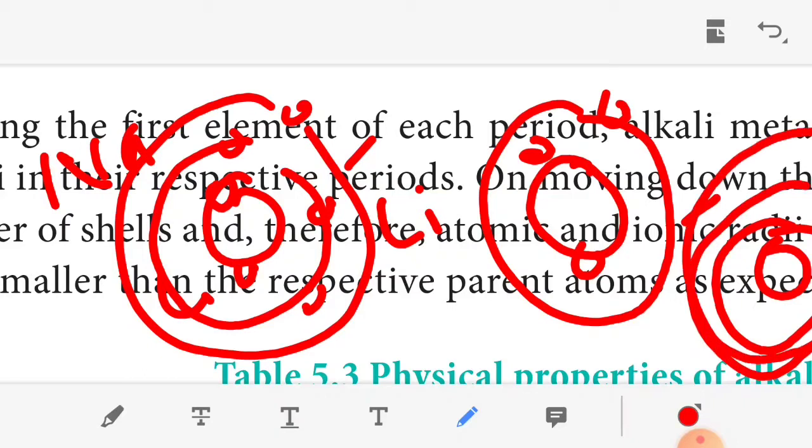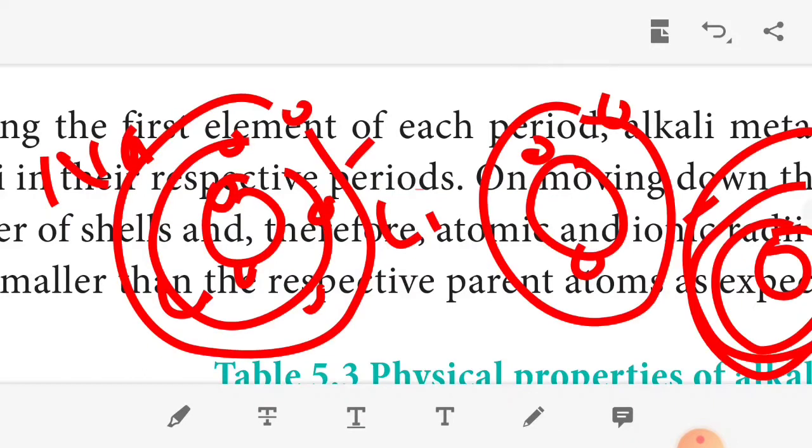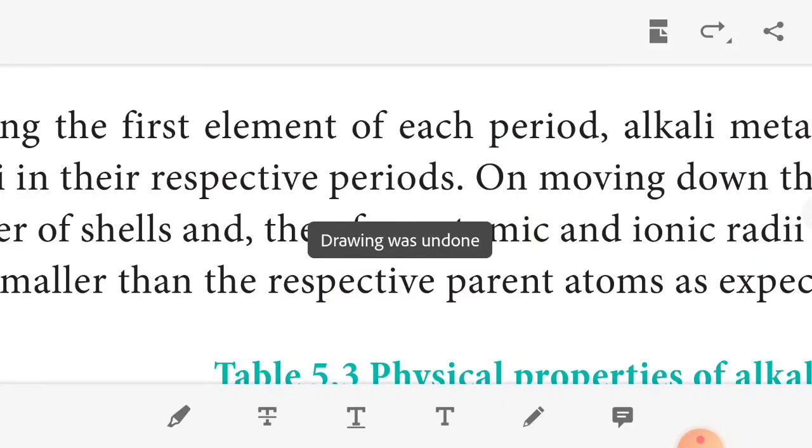So the number of shells increases as we move down the group. Therefore the atomic and ionic radii increase. The monovalent ions M plus are smaller than the respective parent atoms, as expected.